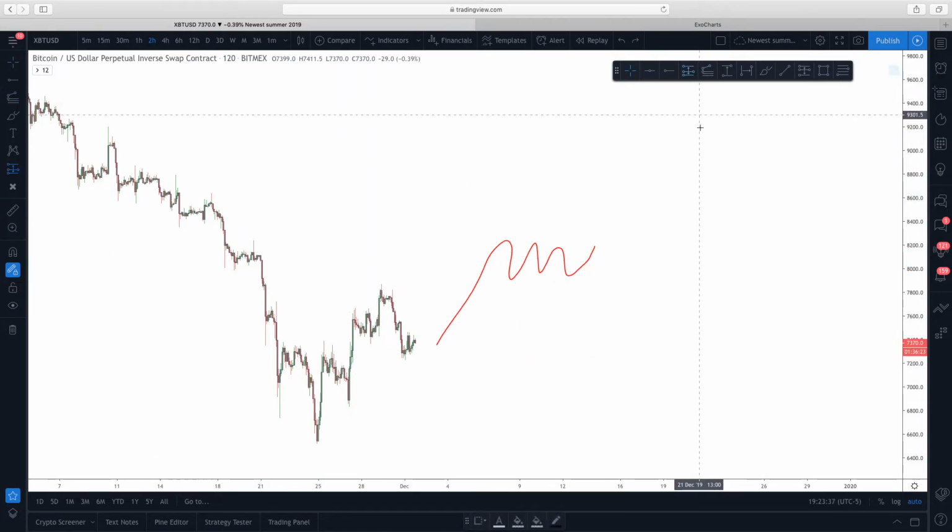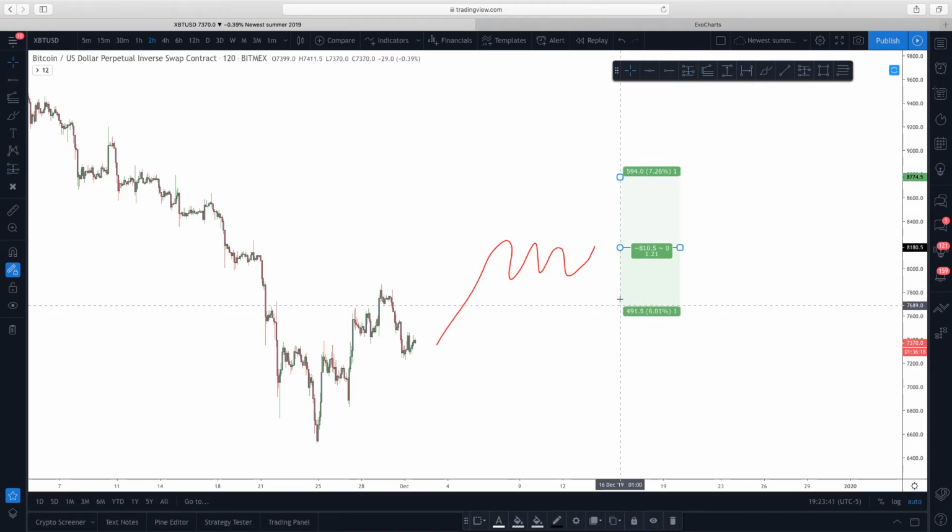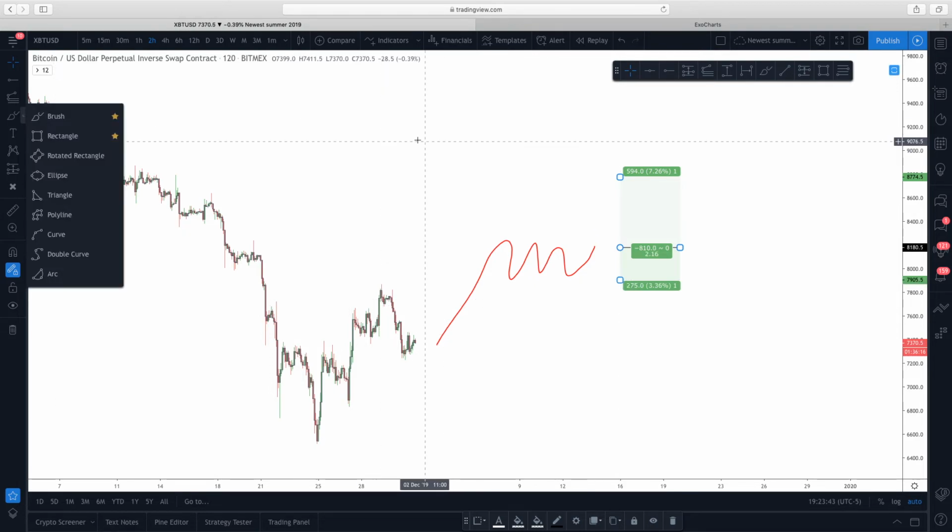So my long entry here, say my risk is going to be defined as the low of the structure. And then let's say that my target was somewhere up here.